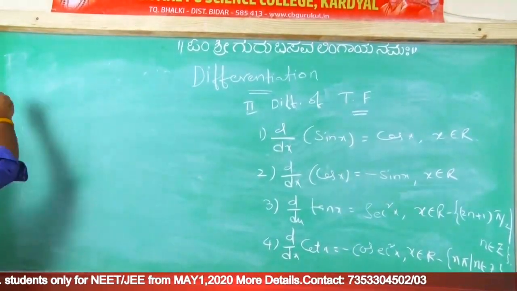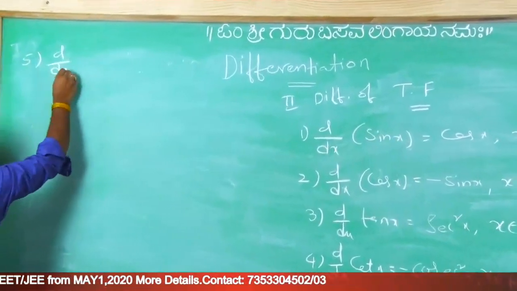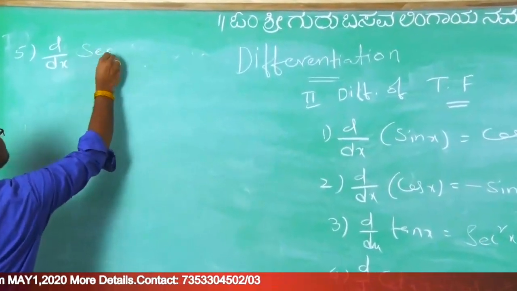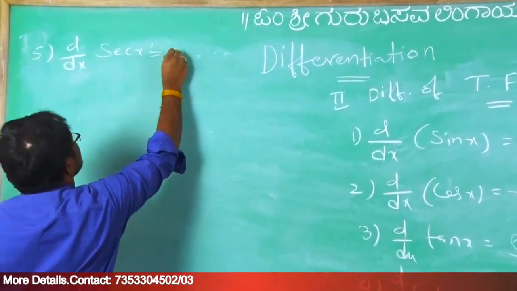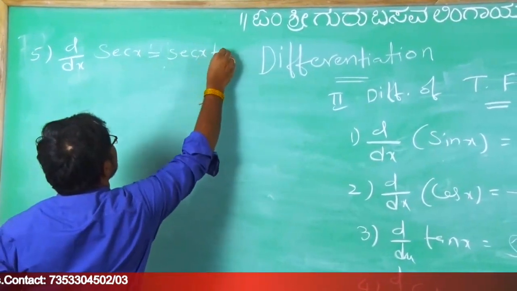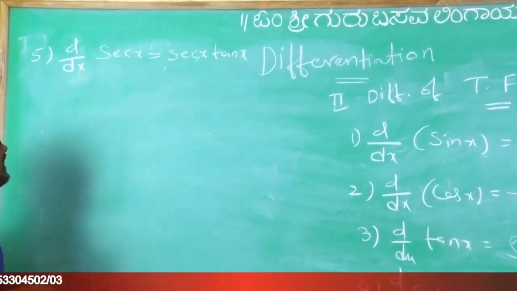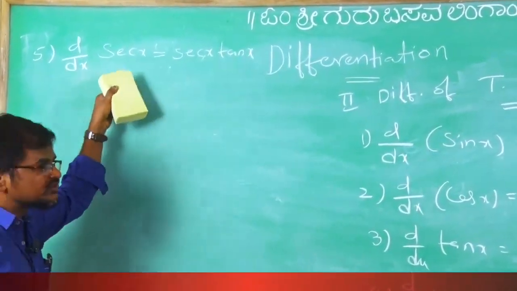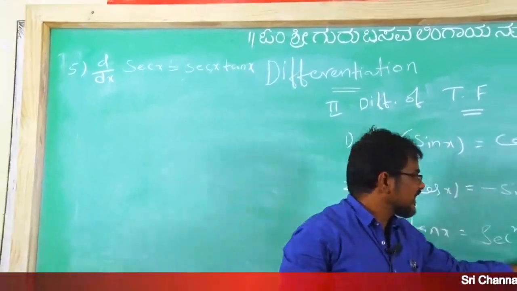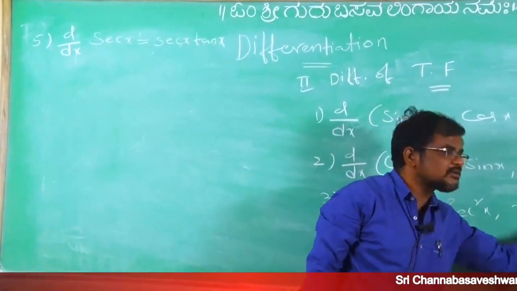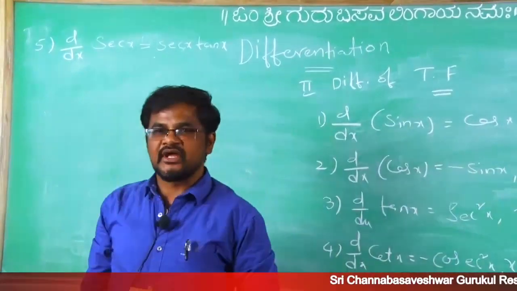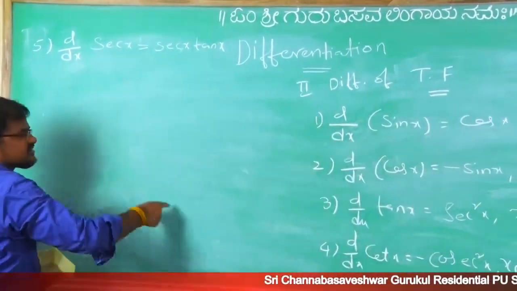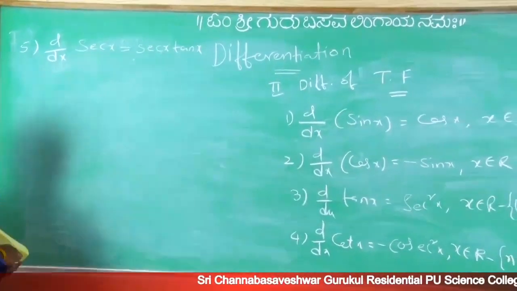Next, the fifth one, d by dx of secant x equal to secant x into what? Tan x. Here also x belongs to the same as tan. x belongs to real numbers except what? Odd multiples of pi by 2, because this also does not exist at odd multiples of pi by 2.